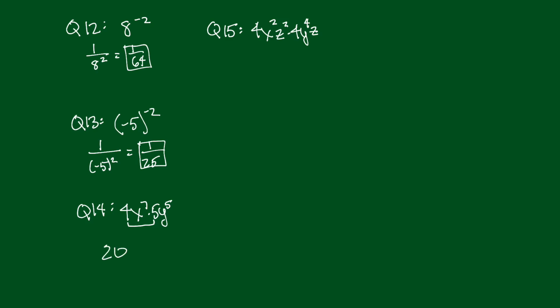And number 14, multiply the 4 and the 5, we'll get a 20. Now, what can you do here, if anything? I got x to the 7th, y to the 5th. Those are completely different factors, so I can't add those exponents. So I'll just leave it as it is, x to the 7th, y to the 5th.